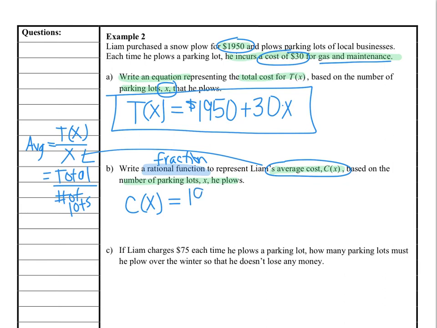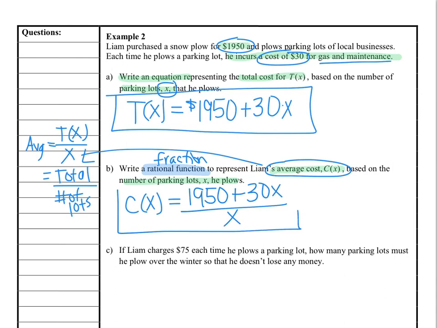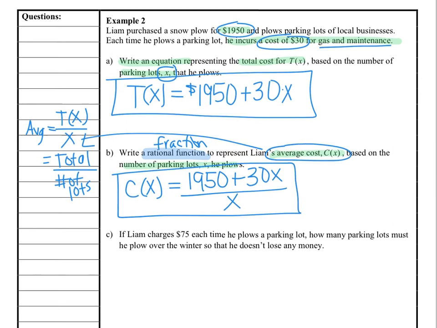Because you're basically adding up everything that he spent and averaging it, or dividing it by however many total lots he has plowed at that point. So that's how you find average. You add things up and divide them by however many things there are. Okay, so that's the average cost.